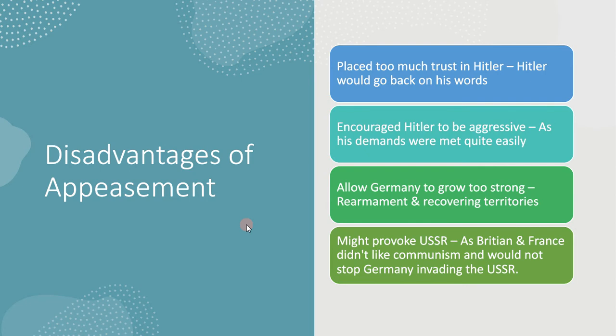It allowed Germany to grow too strong, because all that rearmament and recovering of territories had built up the German army, while Britain, France and other allied countries did nothing but try to improve their economies. And it might provoke the USSR, okay? As I already said earlier, Britain and France didn't like communism, and Germany didn't like communism either, and they would do nothing to stop Germany from invading the Soviet Union. They would probably even support Hitler invading the Soviet Union. So this might provoke the Soviet Union, and of course, they would go against Britain and France.